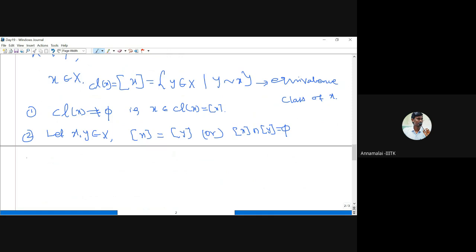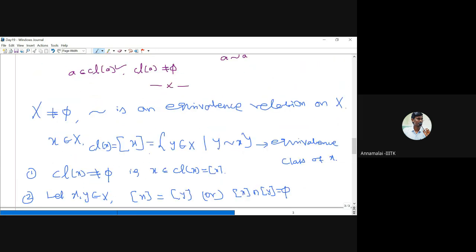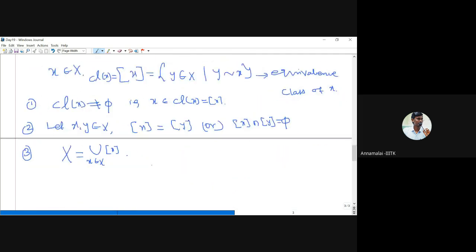The third one is that the union of all the equivalence classes should be the whole X. So X can be written as the union of all the equivalence classes, where x in X. So these equivalence classes form a partition. Partition means that if you take the union of that collection, you get the whole set. Now this is true for any set that has an equivalence relation: we have equivalence classes for each element.